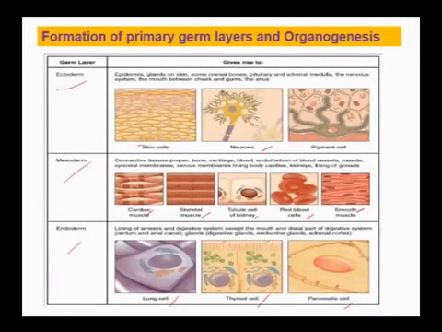Each and every germ layer is responsible: there are 3 germ layers, ectoderm, endoderm, and the middle one is called mesoderm. They give rise to specific organs and organ systems of the embryo. The process of formation of organs from these primary germ layers is called organogenesis. You know that major organs are formed by 3 months of pregnancy.